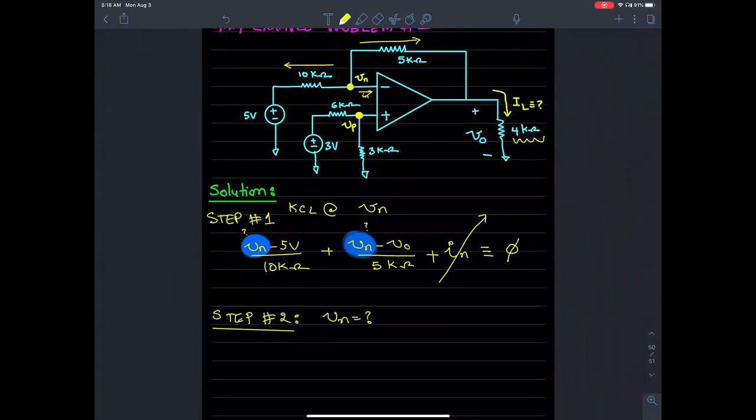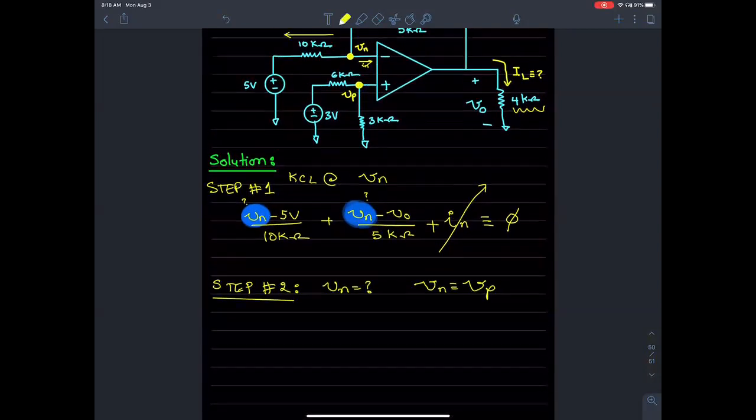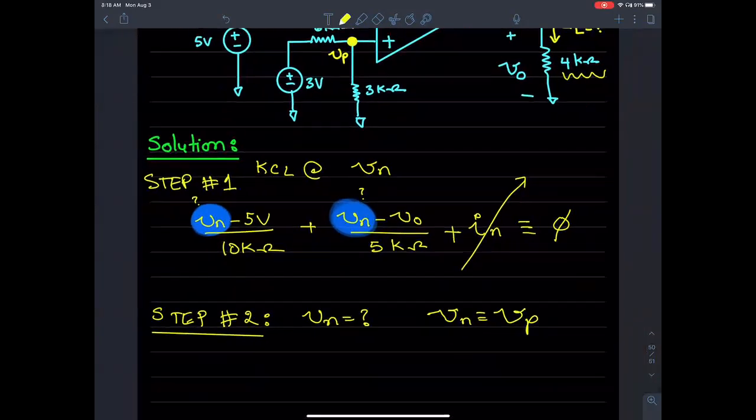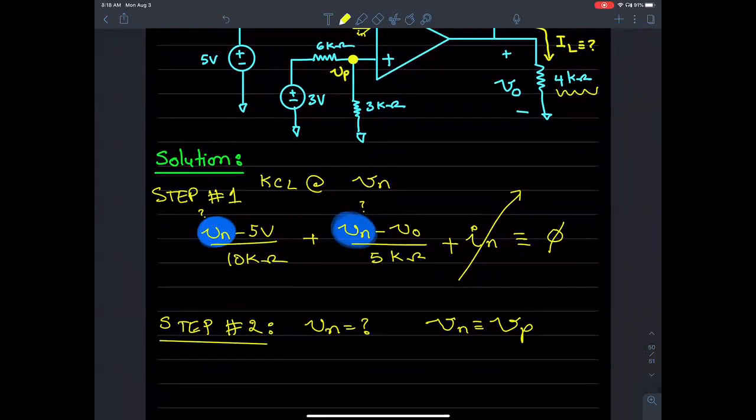You would use the infinite input resistance rule, which states that Vn would be Vp. So if I can find the value of Vp, then that's exactly the same as Vn. So how do we know Vp? The problem comes down to finding the value for Vp.